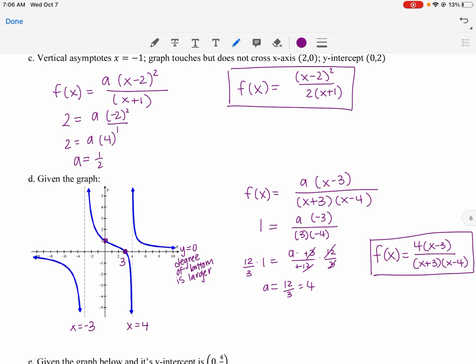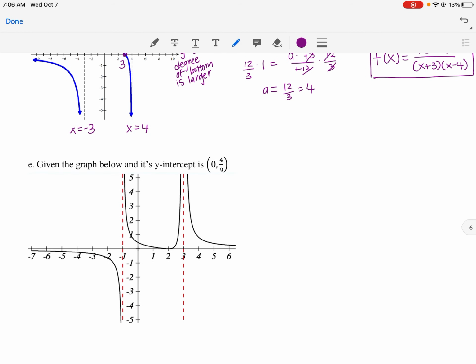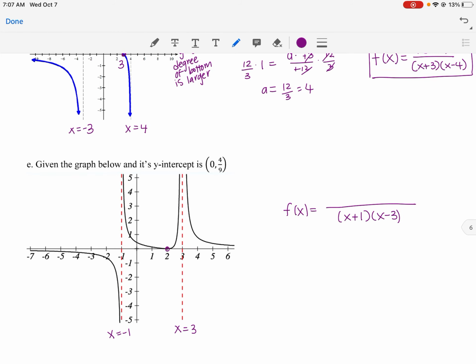Okay, one last example. So let's start gleaning some information. We've got x equals -1 and x equals 3 as our vertical asymptotes. So f of x equals x plus 1, x minus 3 in the denominator. I've got an x-intercept at 2, and it bounces. So x minus 2, and it's got to be even multiplicity, so squared. The y-intercept, let's come back to. I just want to point out one thing here, though.